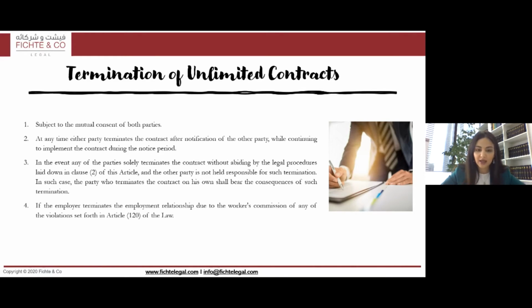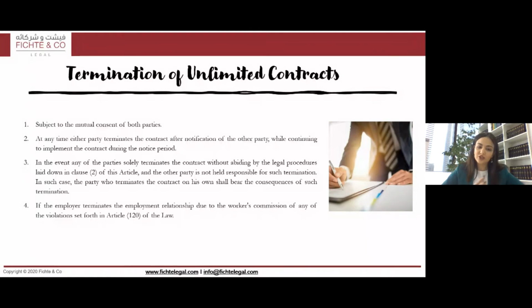However, again, it must be repeated that the party must bear all the consequences of such termination. And the last option, again, for unlimited contract is the gross misconduct of either employer or employee. Such kind of gross misconducts are stipulated also strictly by law, by the articles 120 and 120 of labor code.